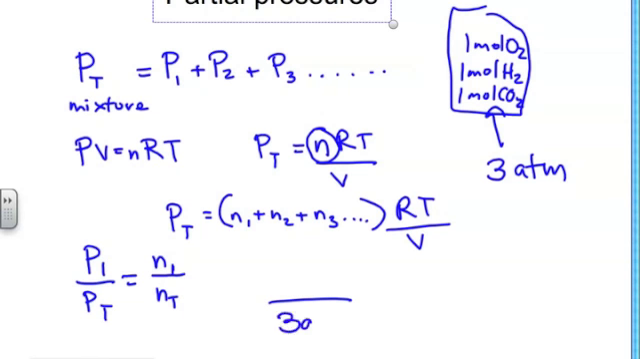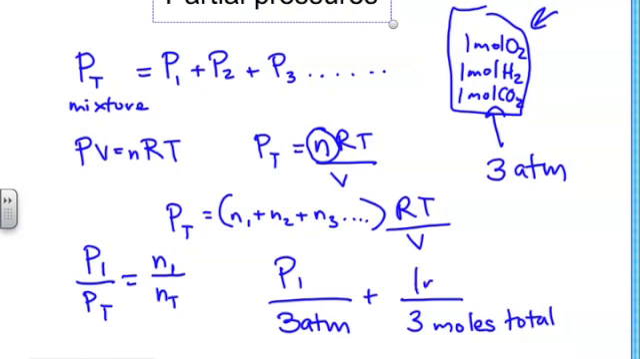So if this is 3 atm for the total pressure, if I wanted to figure out what's the pressure exerted by the oxygen? Well, the total number of moles inside that container, oxygen, hydrogen, and carbon dioxide, is 3 moles, and I have 1 mole of oxygen. Well, the mole fraction is 1 to 3. So that ratio is going to be the same. So if I have 3 atm as my pressure, then that must mean that oxygen exerts a pressure of 1 atm. The hydrogen exerts a pressure of 1 atm. The carbon dioxide exerts a pressure of 1 atm. And you can just add those all up to figure out the total pressure.